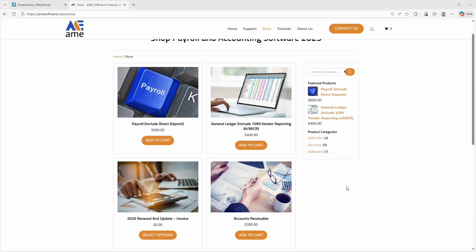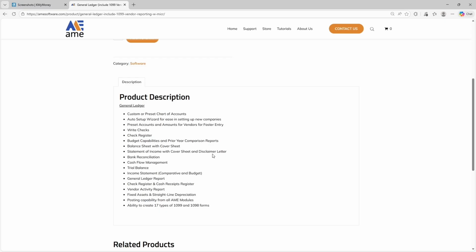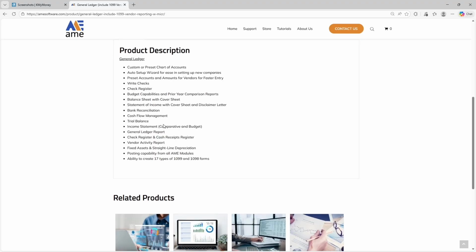AME software's general ledger is the core of the system and is designed to mirror formal accounting standards. You get full control over your chart of accounts, journal entries, posting periods and financial statements. Balance sheets, profit and loss reports, and detailed transaction histories are generated with consistency and precision, making AME suitable for businesses that need clean records for audits, lenders, or internal controls. Nothing is hidden behind automation rules, and nothing happens without the user explicitly approving it.